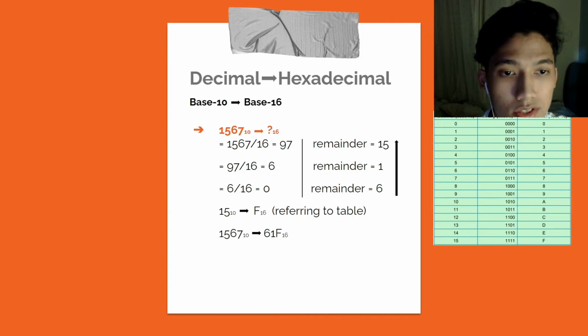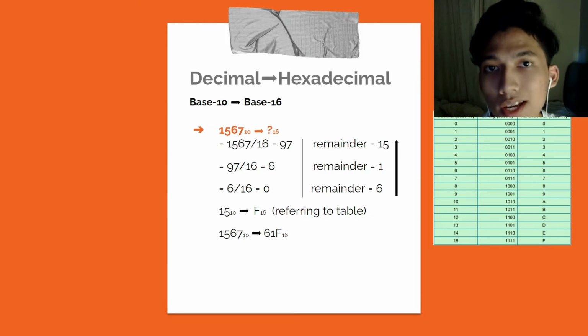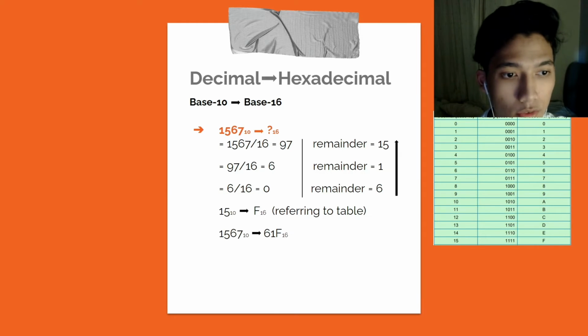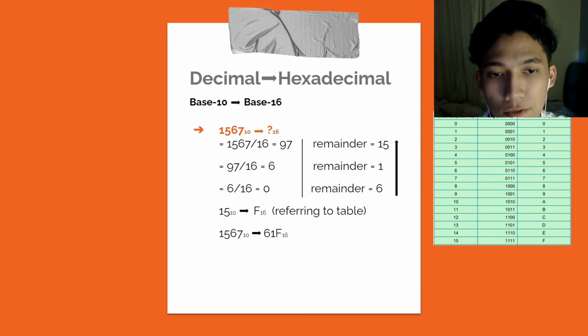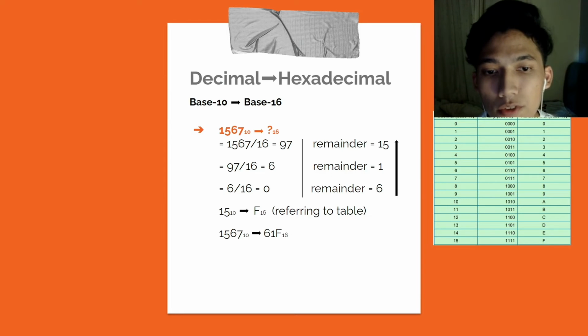So the remainders we can see is 6, 1, and 15. However, 15 is not in hexadecimal, so we must convert it from the table on the right. So 15 is F. Therefore, the final answer should be 61F. So 1567 in base 10 is equal to 61F in base 16.